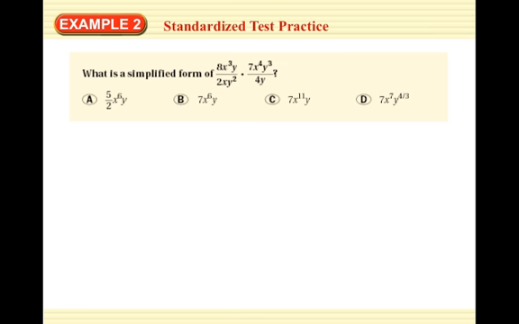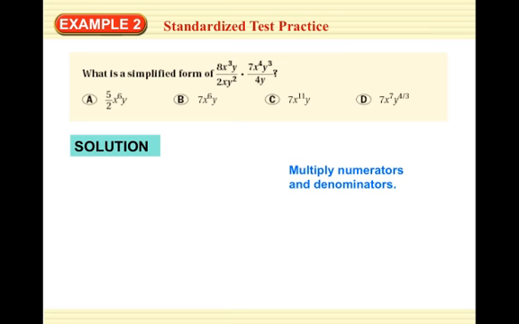All right, what is the simplified form of 8x cubed y over 2xy squared times 7x to the 4th y cubed over 4y? Now this is nice because those aren't polynomials. Those are all monomial expressions, but let's work through with our process. We're going to multiply the numerators and the denominators. So 8x cubed y times 7x to the 4th y cubed equals 56x to the 7th times y to the 4th. So we multiplied our numerators together. Now let's multiply our denominators together. 2xy squared times 4y is going to give us 8xy cubed.